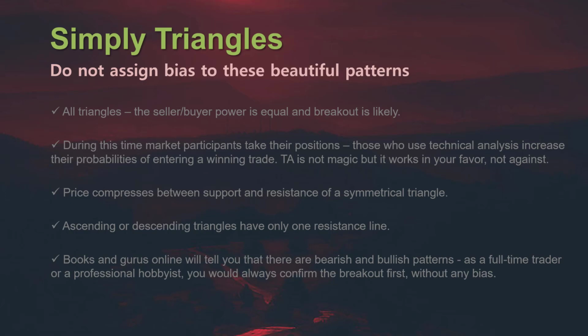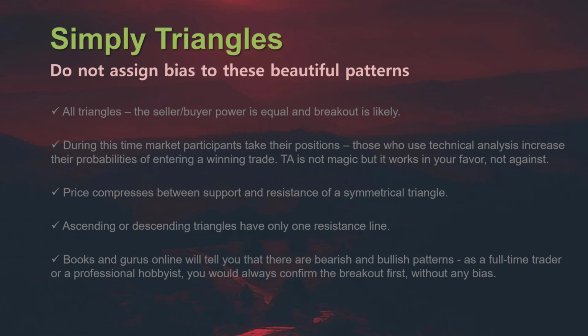So price compresses between support and resistance at the bottom and the top of the candles of a symmetrical triangle. A symmetrical triangle has higher lows and lower highs. There are also ascending or descending triangles, and they only have one resistance line, which is the support line or the resistance line at the top. I will show you some examples.